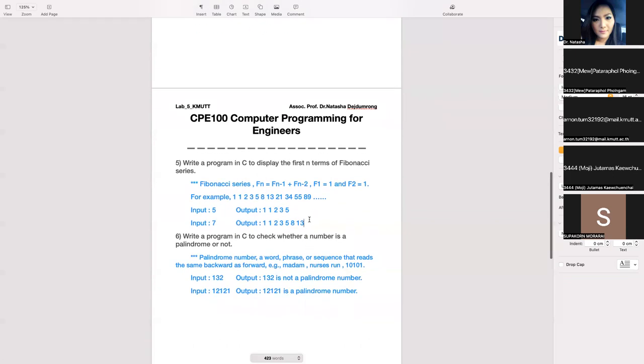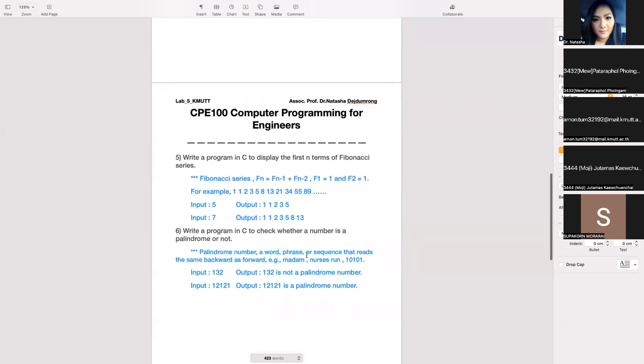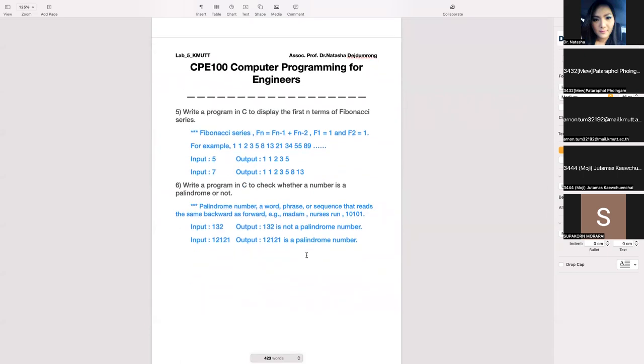This is quite complicated, but it's not that hard. It's hard when you have to understand the equation, but after you understand the equation about how to solve it, it's not that hard. Number 6 is also quite hard. This is a palindrome. You check whether the number is a palindrome or not.